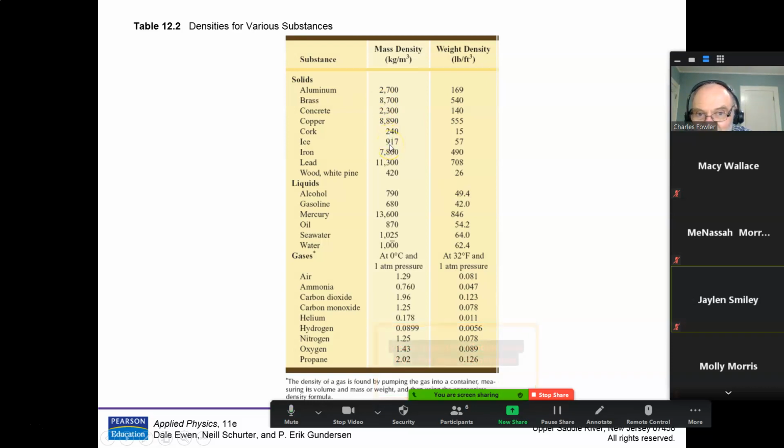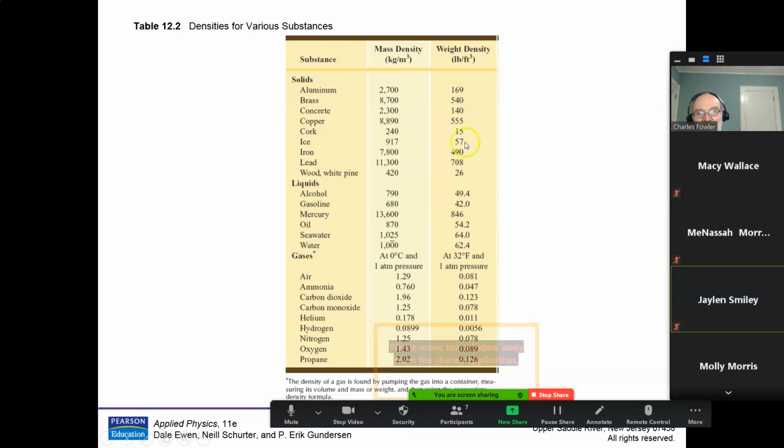Ice is 917, where water was 1000, remember? So you see, ice is considerably less dense than water. Iron up there near brass, but not quite as high, 7.8. And lead, really, really dense, 11.3. These are in grams per cubic centimeter. Wood is not as light as cork, but it's considerably lighter than ice. So that's why most wood floats.